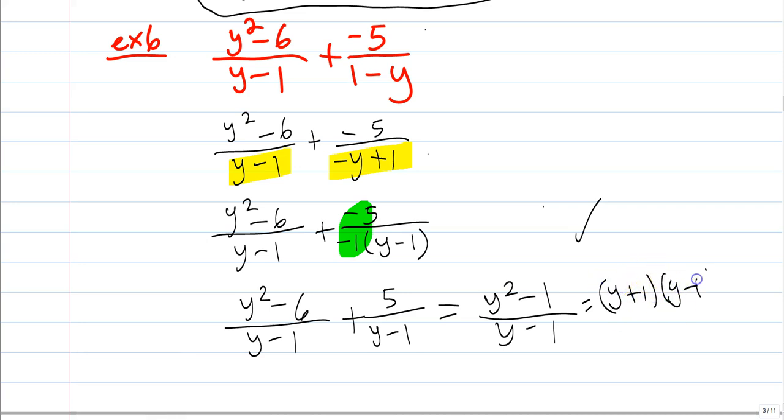Y minus 1? Can y minus 1 factor? No. But it doesn't matter. We have a group with a group, leaving us with, and that's how we would put that answer. If you did multiply those by each other, you would eventually get here. You would just have a much bigger mess to deal with as we went on.